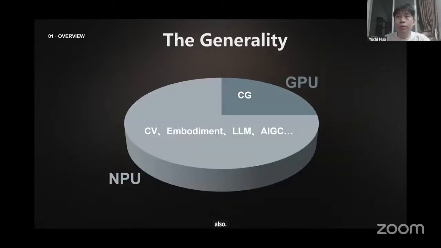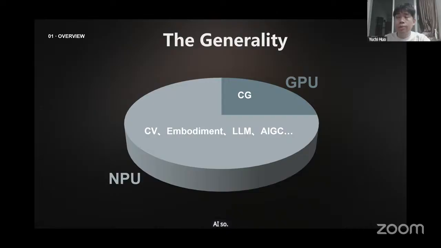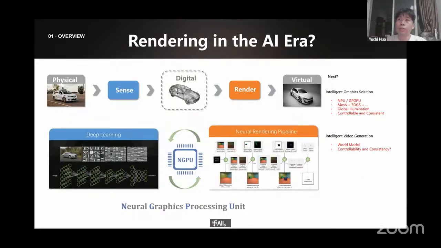And also, we have a larger community in terms of AI. Graphics is now increasingly connected with computer vision, embodied intelligence, large language models, and generative AI. A shared neural representation can potentially support such change by including rendering and perception simulation in an AI-native method. And also the ecosystem: AI and GPU now have different communities, while AI has dominated the development of the PC. So all these observations bring us to a new target: what should the rendering pipeline look like in the AI era?